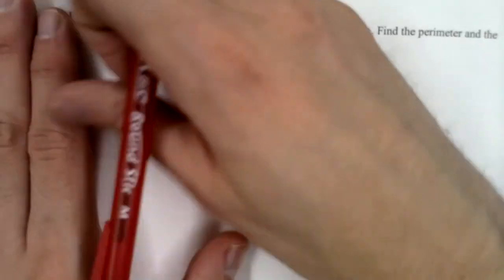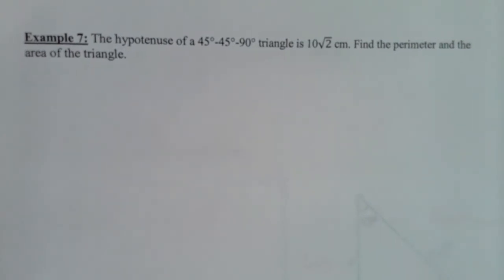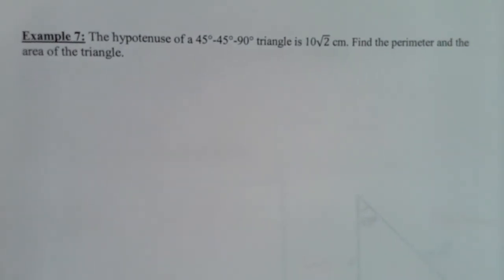2 more problems, a couple word problems, because I know everybody loves word problems. Example 7. The hypotenuse of a 45, 45, 90 triangle is 10 square root of 2 centimeters. Find the perimeter and the area of the triangle. Let's draw the triangle first.